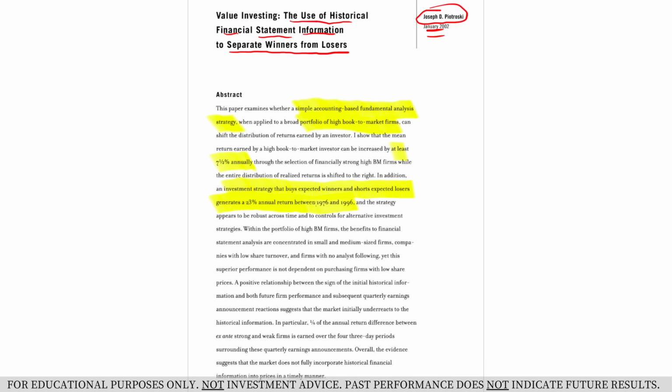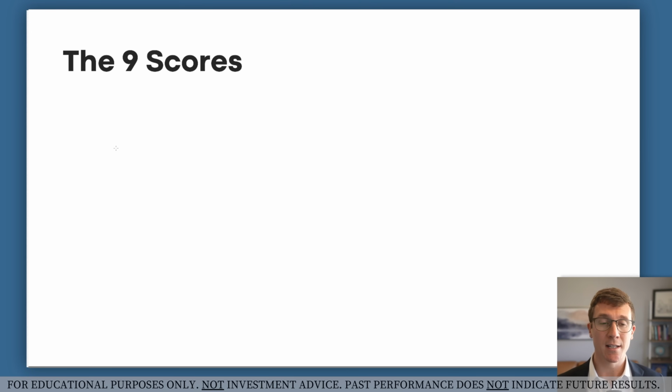And if you would create a strategy that would buy expected winners and short expected losers, that would generate a 23% annual return. Piotrowski used 9 simple financial ratios, and each one of those ratios simply had a binary yes or no. So if it passed the criteria, it got a score of 1 point, and if it did not, it got 0 for that particular ratio. So the maximum score that you can get is 9, the minimum is 0.